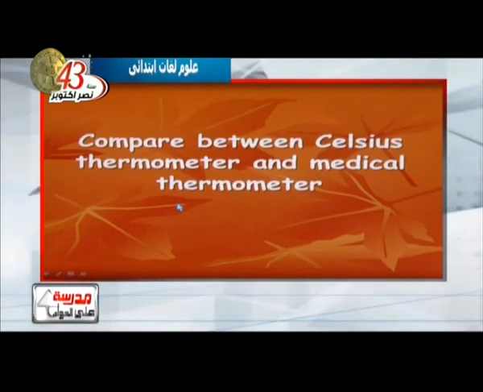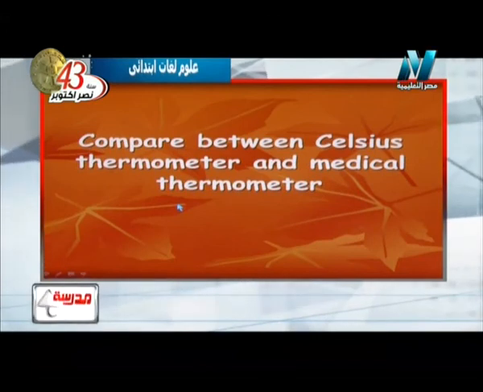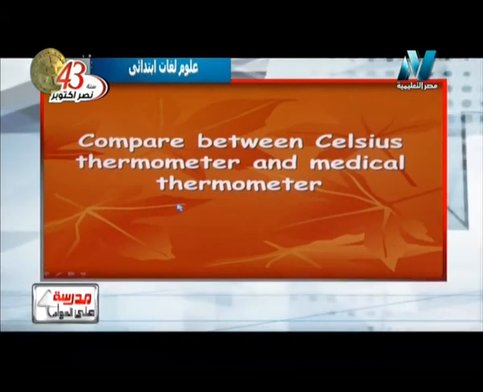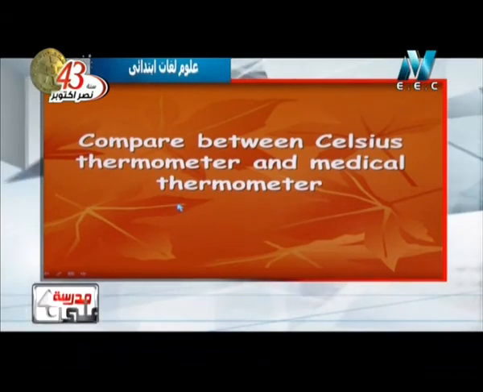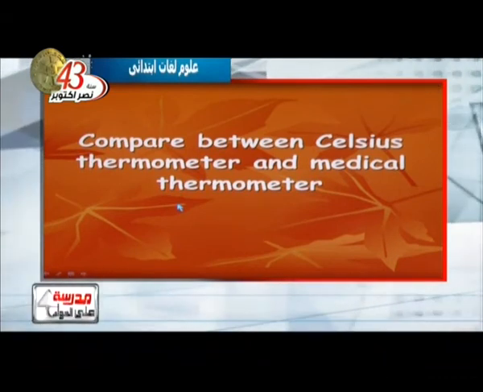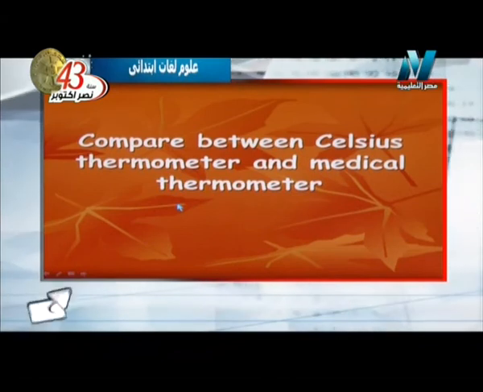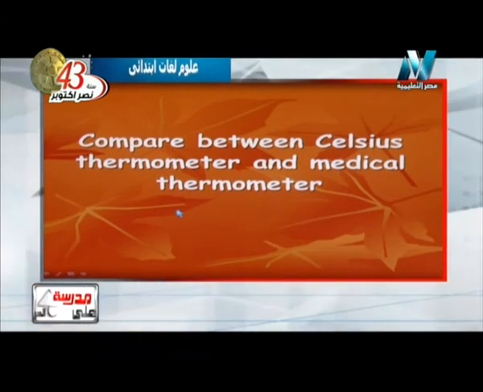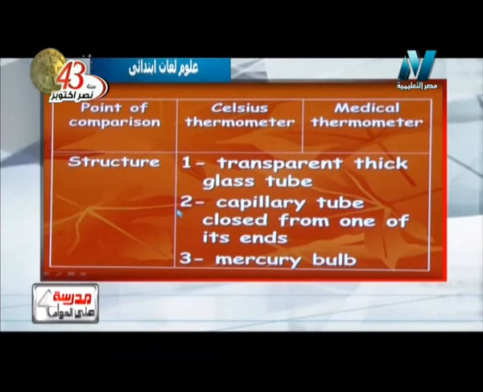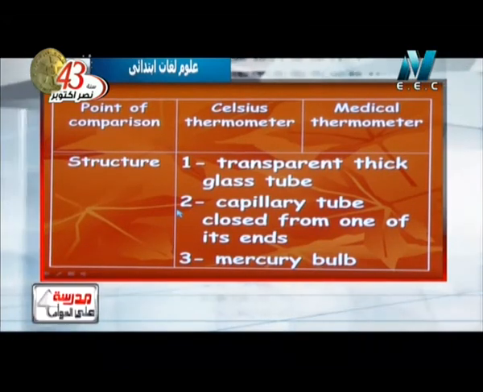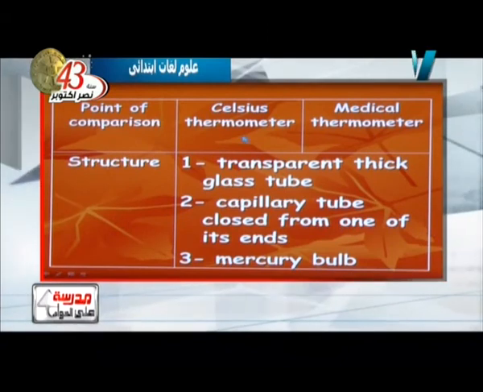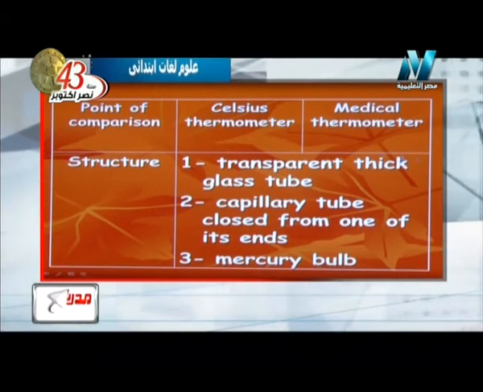So at last we have finished our lesson today. You have finished all the points of the medical thermometer and the Celsius thermometer, and now we can make a summary. We can make a comparison between the Celsius thermometer and the medical thermometer. The first point of comparison between them is the structure of each one of them. Here I have two columns merged, joined to each other.